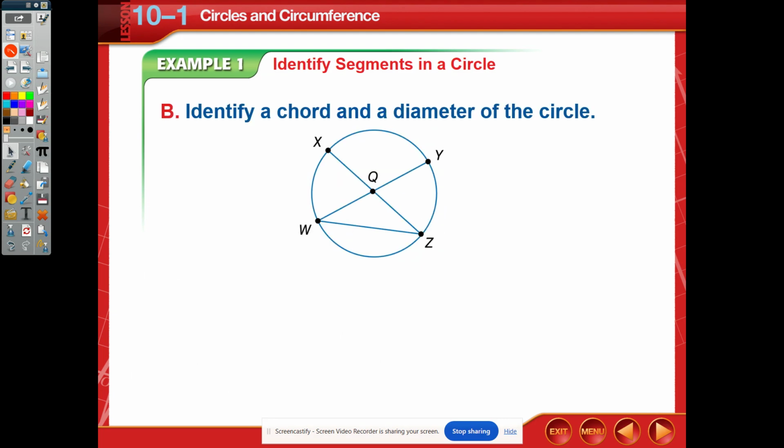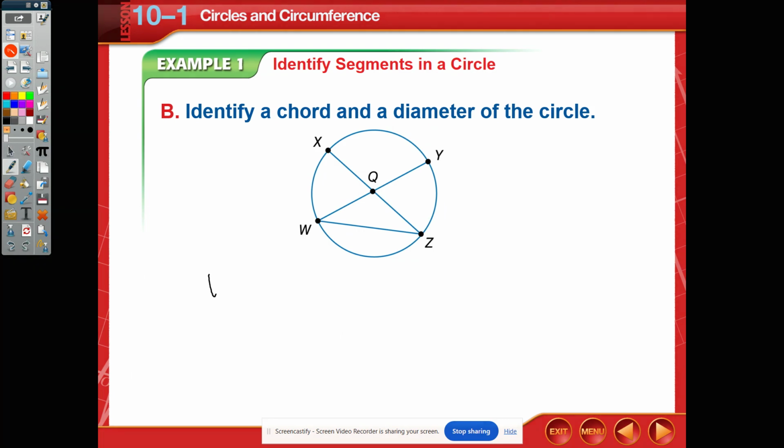Identify a chord and a diameter. We'll do that quick. A chord would be WZ, because W and Z are on the outside of the circle. And then a diameter, we have two of them. XZ and WY are diameters because they have endpoints on the circle and they go through the center, which we're assuming is Q.